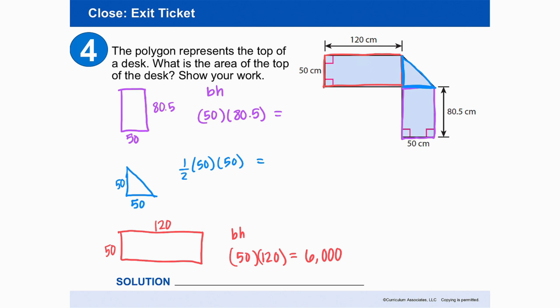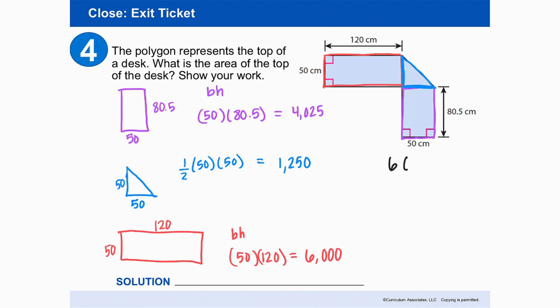And then we're going to go up to the blue one. So half 50 times 50 is going to be 1,250. And then finally, our last shape, the purple one, is going to be 50 times 80.5, which is the same as 4,025. Now that we have all those areas, we're just going to go ahead and add those up.